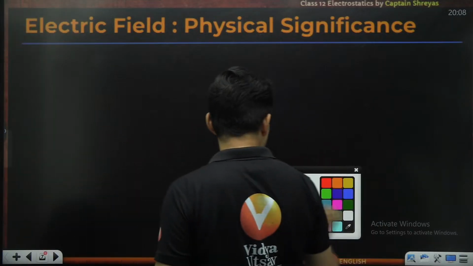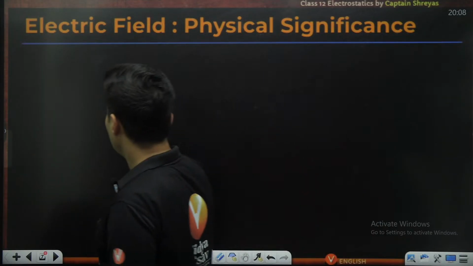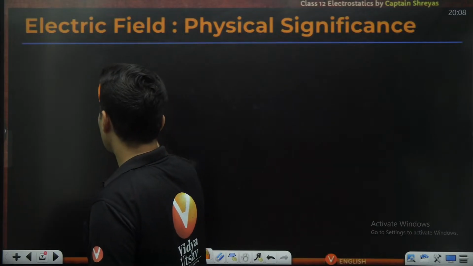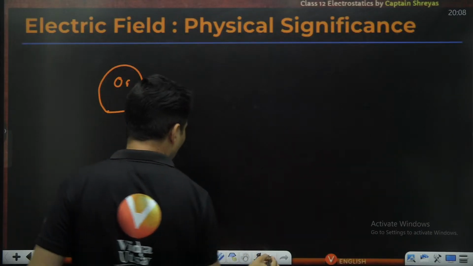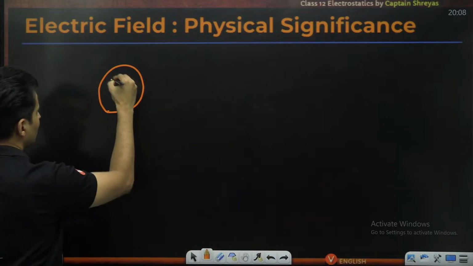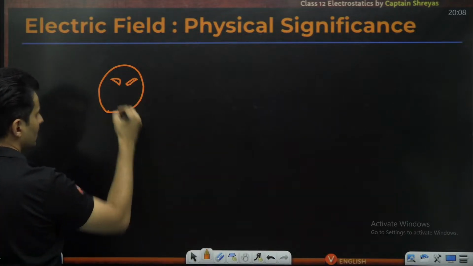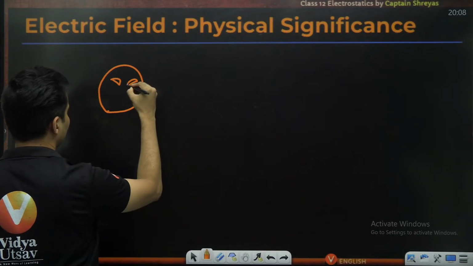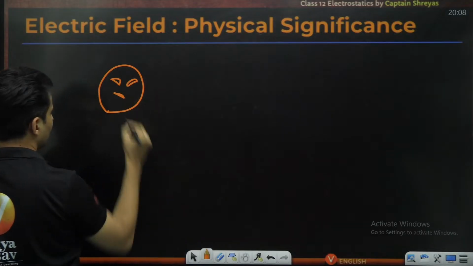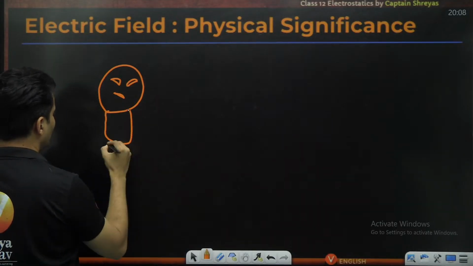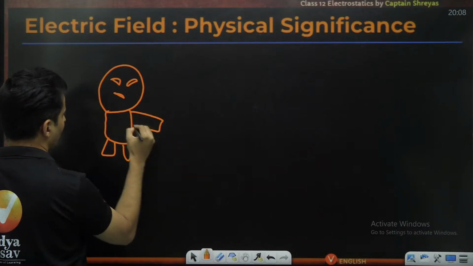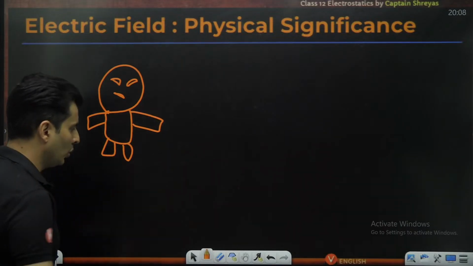Just imagine there is a big gunda. This is like one big gunda. In your class also some bully will be there. This is one big gunda, guys. Big gunda fellow only.